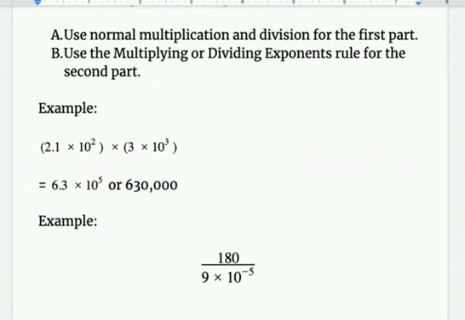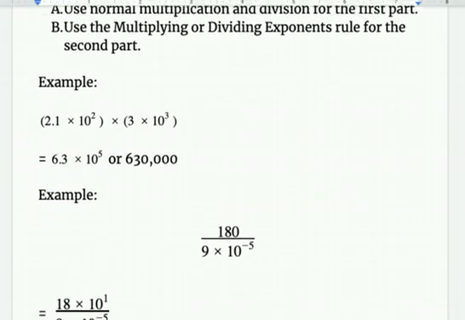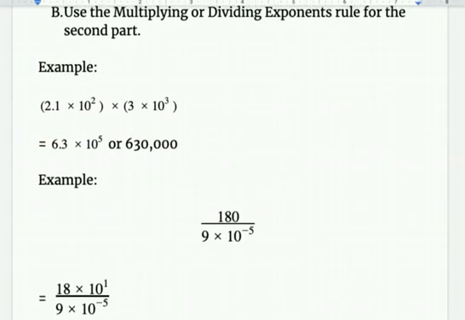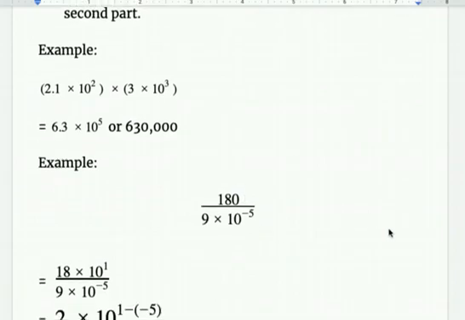My first step is I'm going to change the numerator, 180, into scientific notation, because then I can use my shortcuts. So I've changed 180 into 18 times 10 to the first power to get to 180. 10 to the first power is just a 10. 18 times 10 is 180. I'm keeping 9 times 10 to the negative fifth power on the bottom. Then I can use my shortcut.